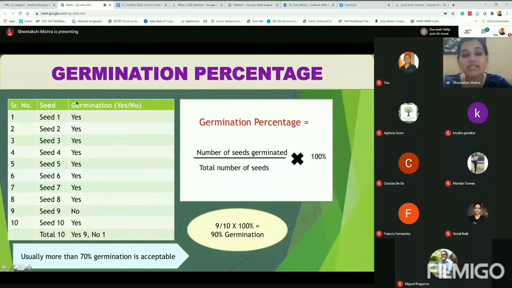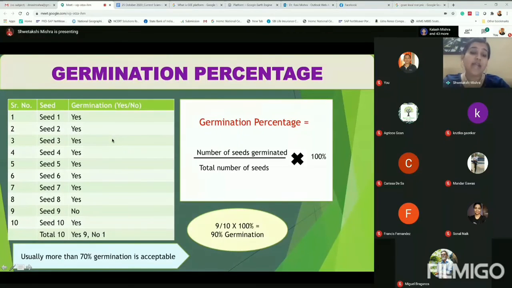So for my experiment, I took 10 seeds and you can see 9 of them got germinated and 1 was not germinated. So the germination percentage for my experiment will be the number of seeds germinated upon the total number of seeds into 100%. So 9 upon 10 into 100%, which gives me 90% germination. Usually, if you are getting 70% and above, it is acceptable.